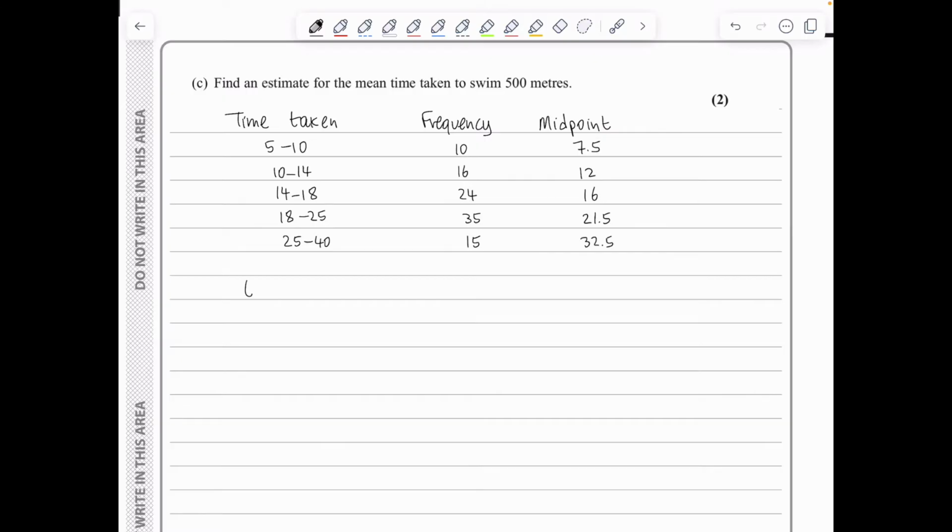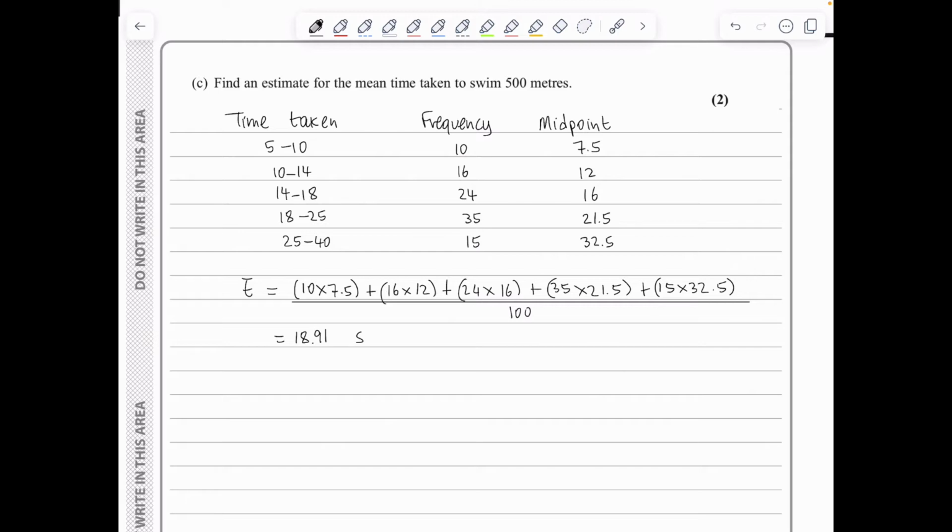And to find an estimate for the mean, t bar, it's going to be sum of fx over sum of f. So I'm multiplying frequency by midpoint and adding up. So it's going to be 10 times 7.5 plus 16 times 12 plus 24 times 16 plus 35 times 21.5 plus the 15 times the 32.5, and we know that we've got a total of 100 swimmers, so divide that by 100, we get an answer of 18.91 seconds. It's a good idea to include the units with your answer.